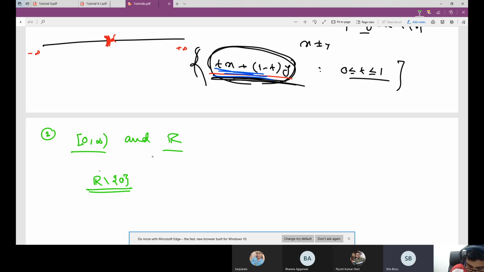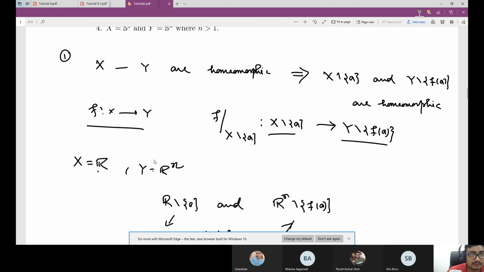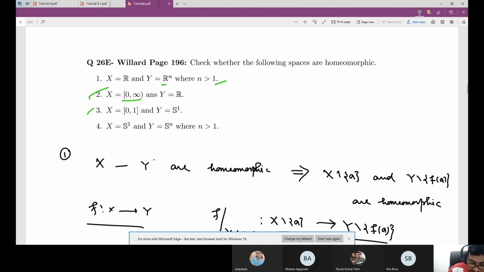Actually, if f from 0 infinity to R is a homeomorphism, then if you consider this set 0 comma infinity, this is connected, but its image, R minus a point, is disconnected. So therefore they are not homeomorphic. Fine, good. What about the third one?